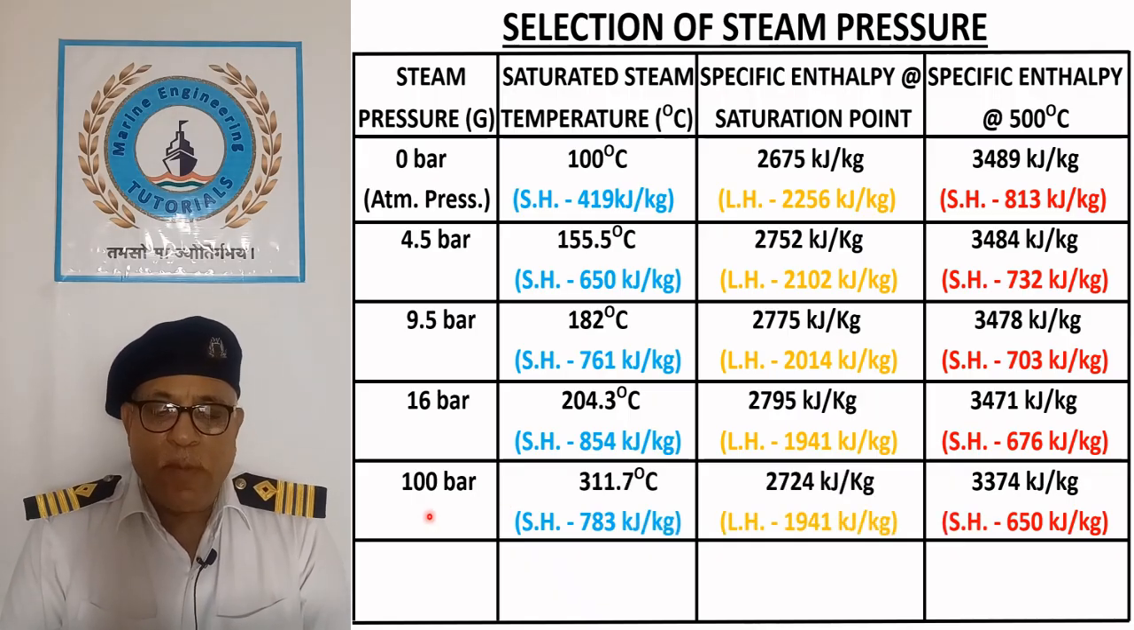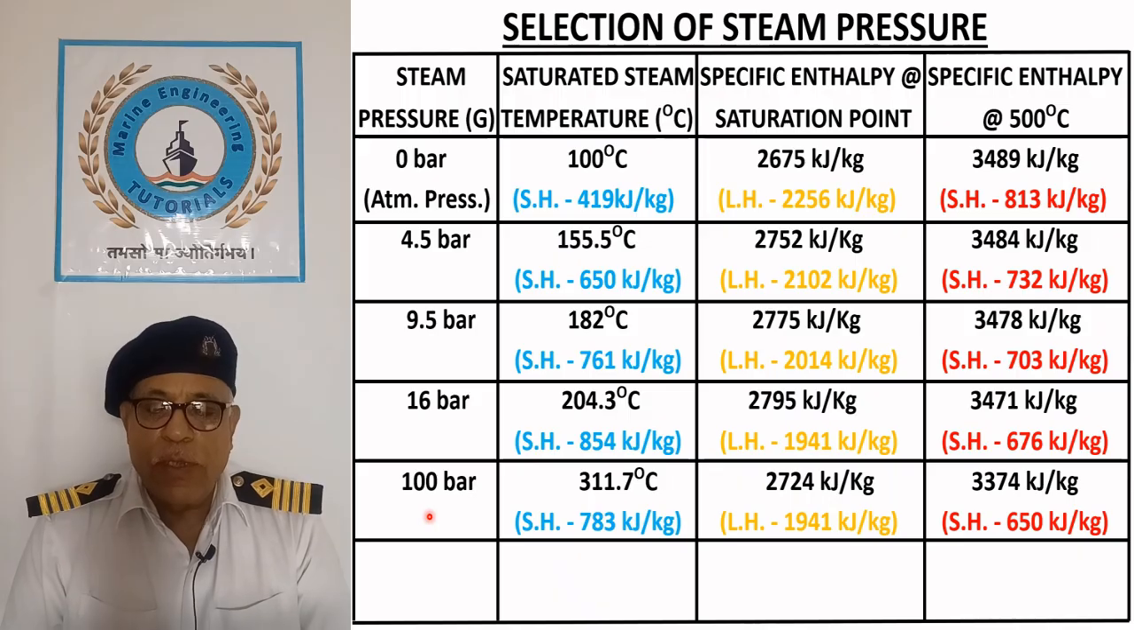Although the maximum attainable steam pressure is 220.6 bar at the critical point, such high pressures are impractical. For propulsion, steamships typically use pressures in the range of 56 to 110 bar.